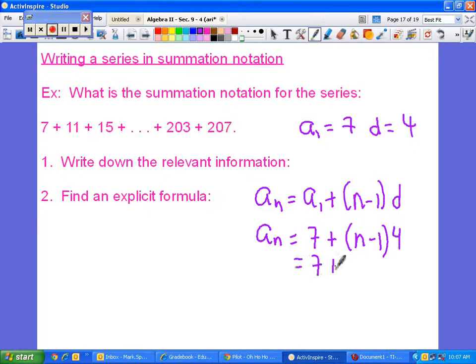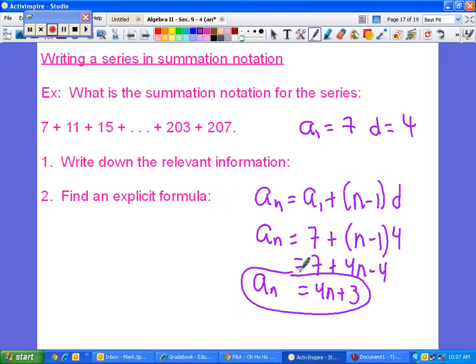Alright, so now we're going to distribute. So I get 7 plus 4n minus 4. Combine my like terms, I get 4n plus 3. So that's my explicit formula: a sub n is equal to 4n plus 3. Now remember, the reason why I'm not solving this is because I'm not being asked to find the sum. I don't care at the moment how many terms there are. We are going to figure out how many terms there are. In fact, that's the next step.